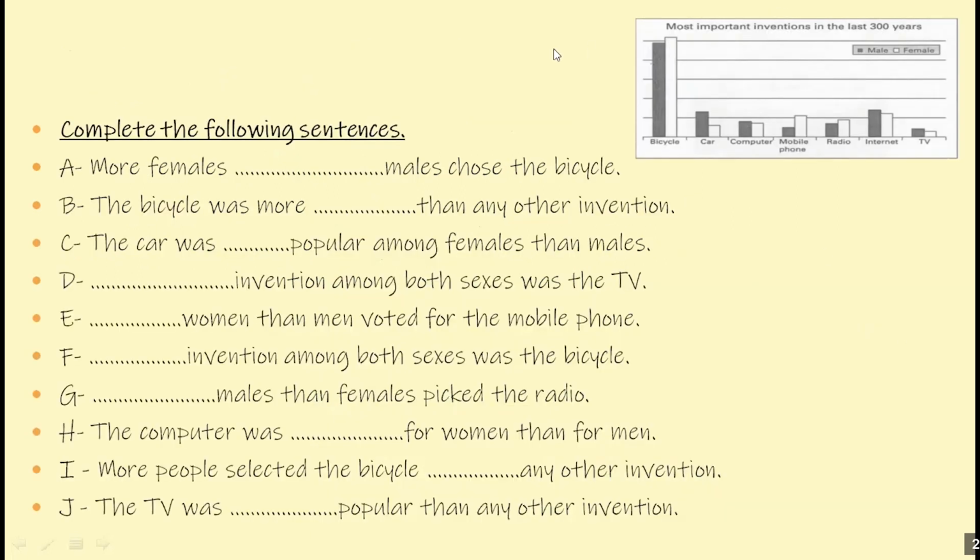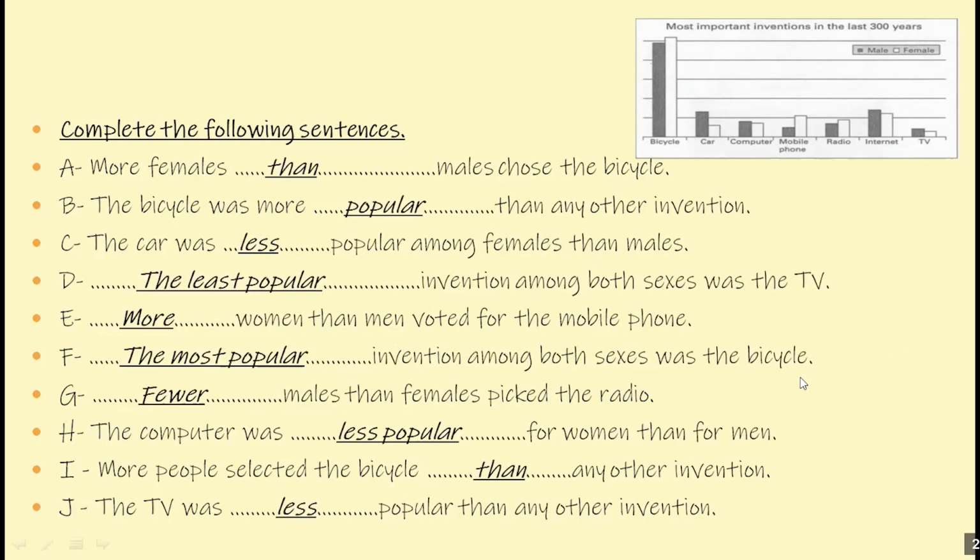Now, you need to practice. What you need to do is to look at the chart and complete the following sentences with 1, 2, or maximum 3 words, no more than 3 words. You need to make correct sentences about the chart. So take your time, look at the sentences, and then complete them. And then in a few seconds, I'm going to show you the correct answers. Okay. Let's take a look at the right answers.